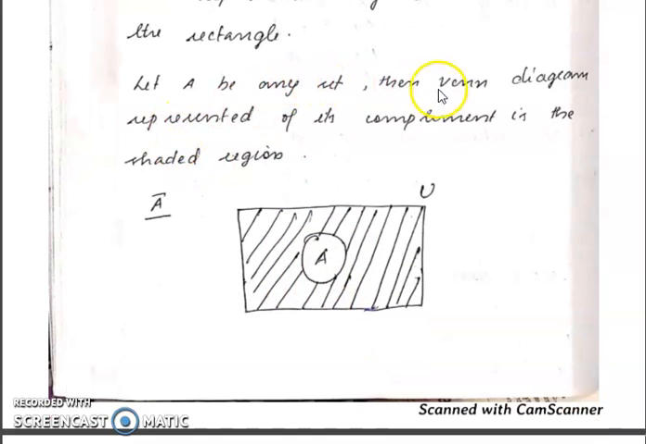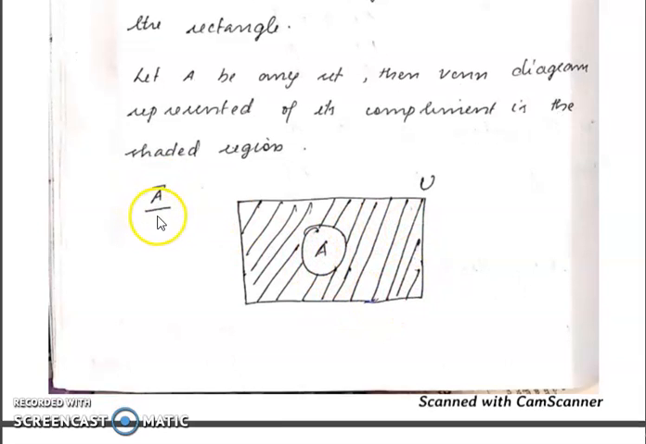Let A be any set. In the Venn diagram, its complement is the shaded region. So you see, this is the universal set. What is A complement? Inside it we write A. A complement means except A you have to shade the remaining portion. Universal set minus A, this is A complement, so this is A bar.